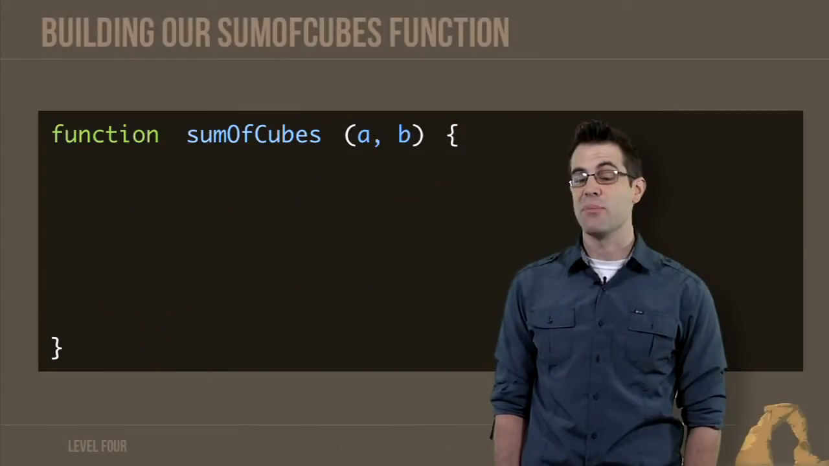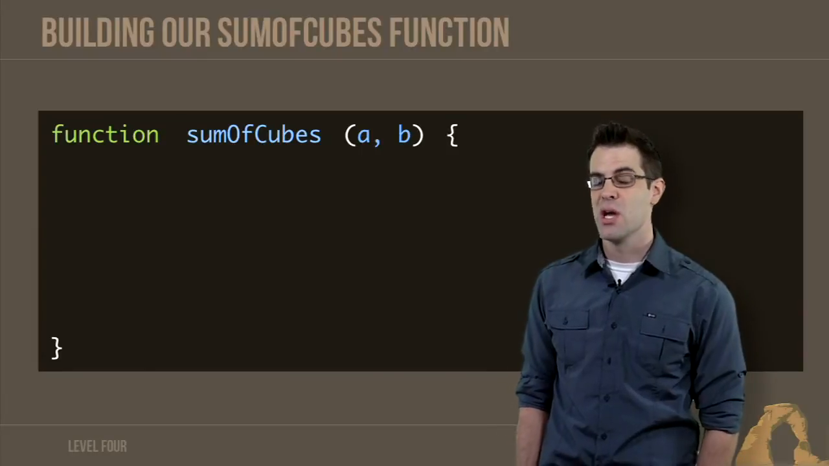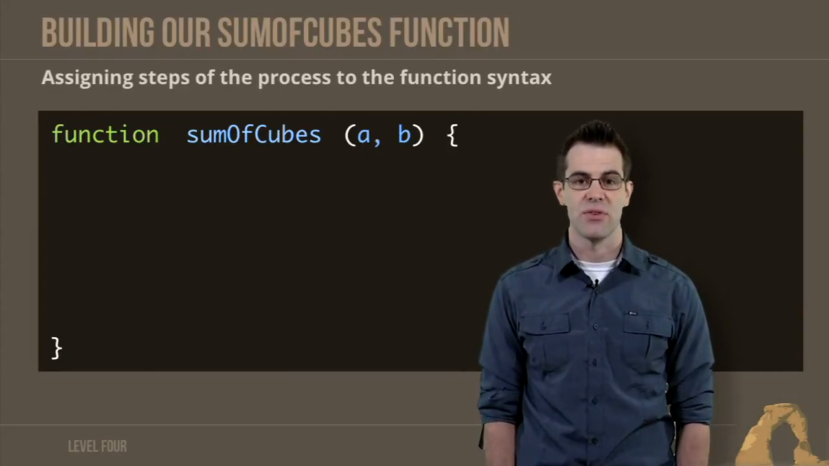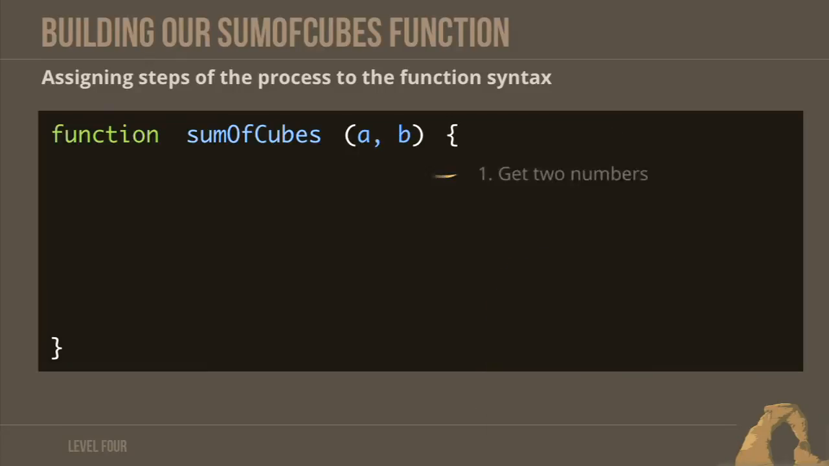So now let's actually build out our sum of cubes function. Remember our 4 steps that we made? Let's see where they fall inside the syntax of our function. If we were to get 2 numbers as our first step, those are the parameters, which get passed into the function when it is called.